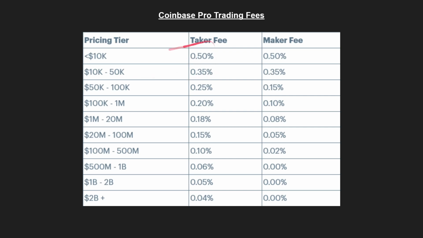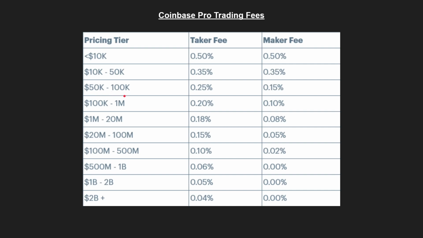We see the same between $10,000 and $50,000 in the trading volume. The maker and taker fees are both the same, 0.35, but here we start to see a decline in the fees, right? There's more encouragement to trade larger amounts of money, because as we see, the more money you trade, the more volume you trade monthly, the lower your fees go.